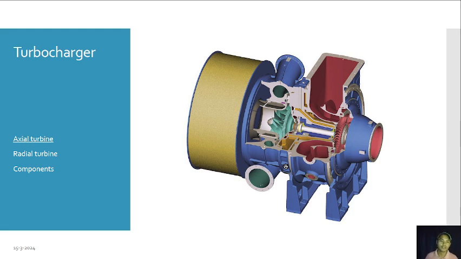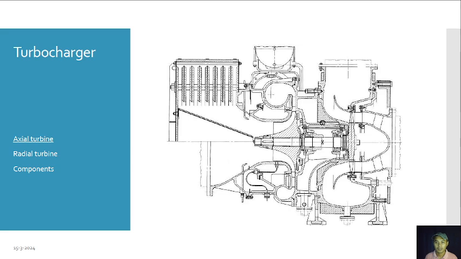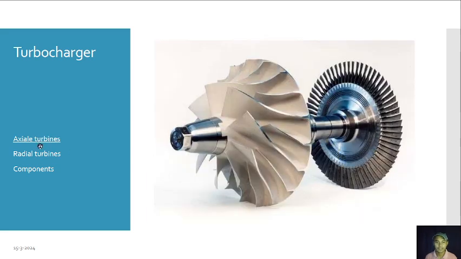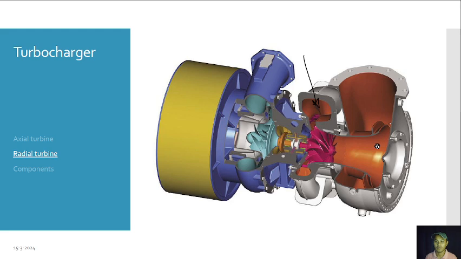Okay, we'll go to the turbocharger. There are two types of the turbocharger. We have the radial turbine and the axial turbine. Okay, so let's check. For the axial turbine, as you can see, this is the compressor side and this is the turbine side. So how does this work in axial?